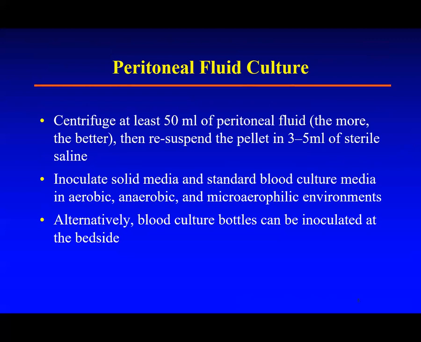Ideally, one should centrifuge at least 50 ml of the peritoneal fluid and resuspend the pellet in 3 to 5 ml of sterile saline, inoculate solid media and blood culture media for aerobic, anaerobic, and microaerophilic organisms, or just inoculate blood cultures at the bedside.